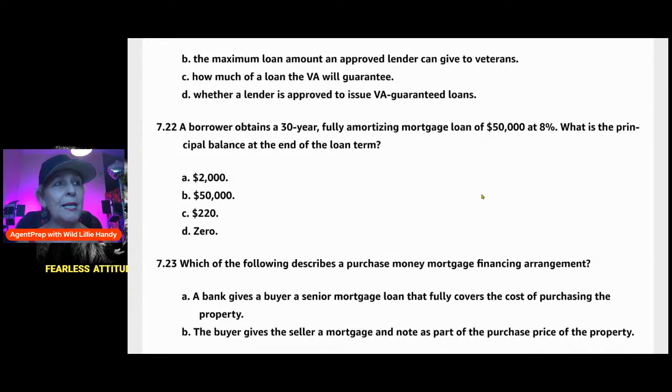All right, 22. A borrower obtains a 30-year fully amortized mortgage loan. What is fully amortized? Okay, so who was asking the question? Ruth. Okay, so do you know what a fully amortized loan is? Do you know what VA guaranteed, FHA insured? Do you know all those terms? And do you know what the principal amount is? Principal balance. So a borrower obtains a 30-year fully amortizing mortgage loan of $50,000 at 8% interest. What is the principal balance at the end of the loan term?